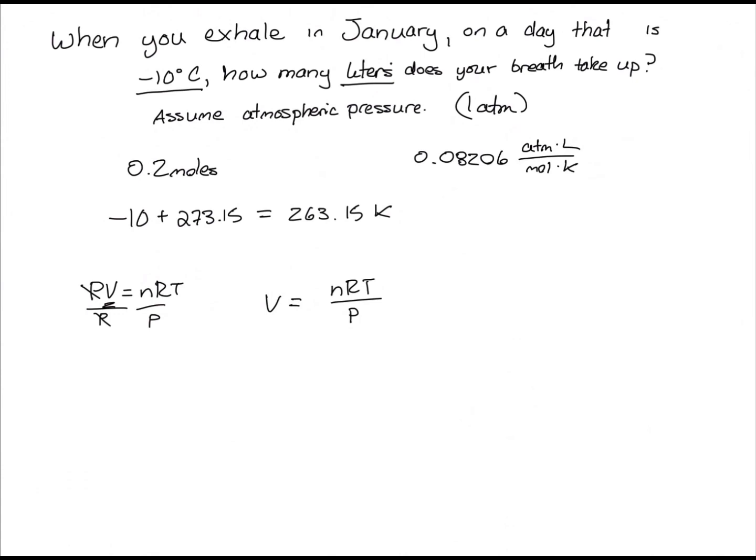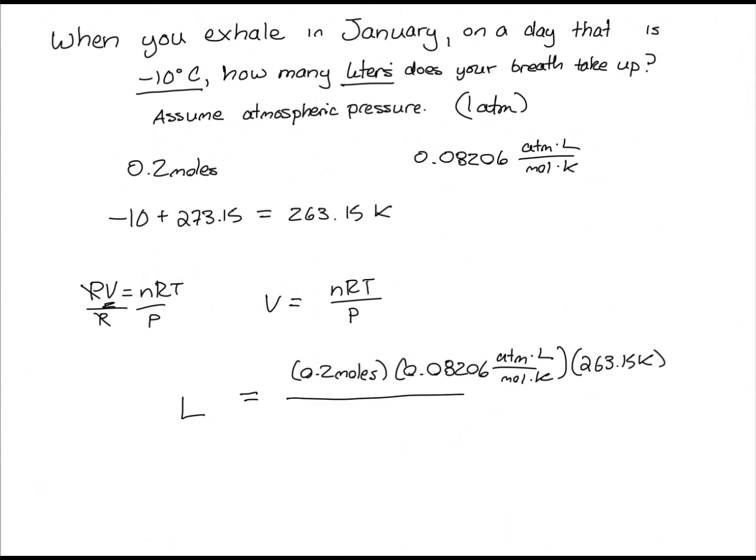So our answer is going to be in liters. We have 0.2 moles, which is what we found in the last problem, and 0.08206 atmospheres times liters over moles times Kelvin times 263.15 Kelvin, and all of that is divided by 1 atmosphere of pressure. Quickly, I'll cancel out the units. Atmospheres cancels with what's in the top. We have moles here divided by moles in our gas constant, Kelvin in our gas constant multiplied by Kelvin up here. So we're just left with liters equal to liters, which is exactly what we want.